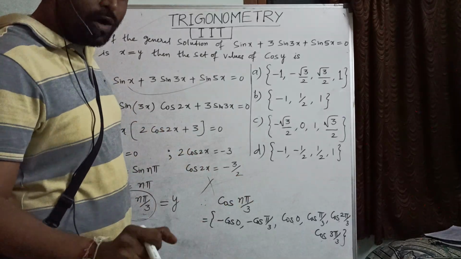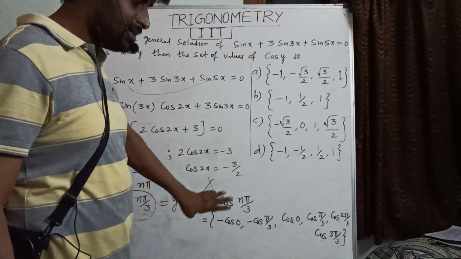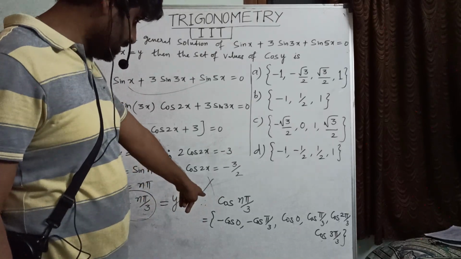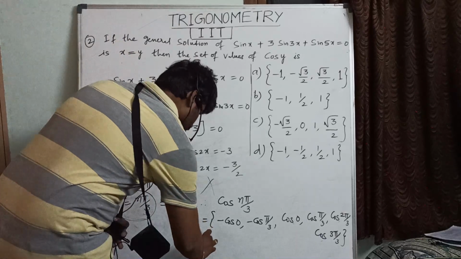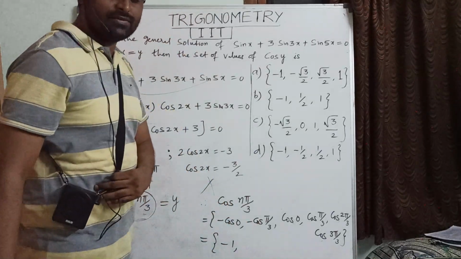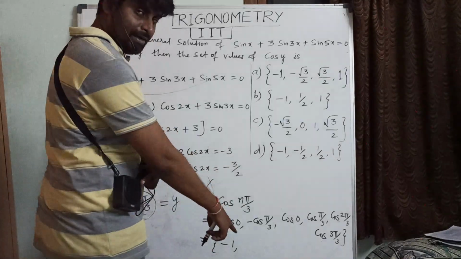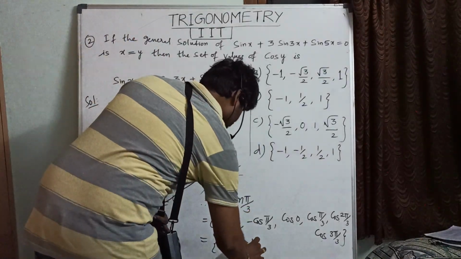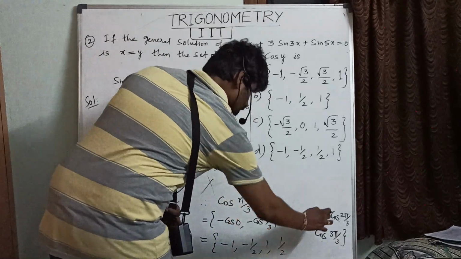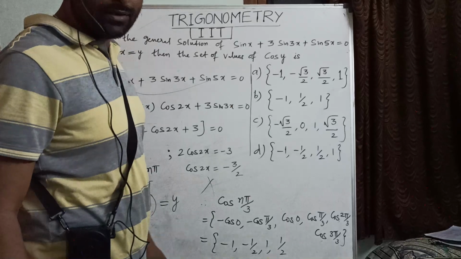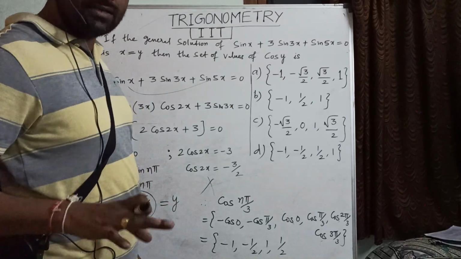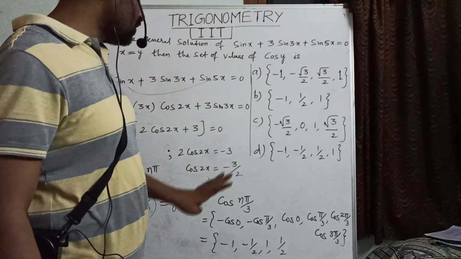Now tell me, what are the possible values we get for this? Cos 0, what will we get? 1. Minus 1 here. Minus is there. So for this, minus 1. For this, cos 60 value, minus 1 by 2. Cos 60, 1 by 2. Minus here, minus 1 by 2. Cos 0, 1 again. Cos 60, 1 by 2. Cos 2 pi by 3 also. Cos of pi minus pi by 3, cos 180 minus pi by 3, that is minus cos 60. There also minus 1 by 2.